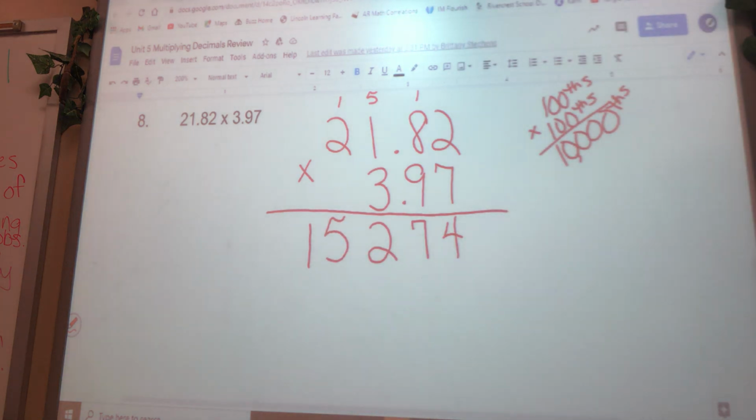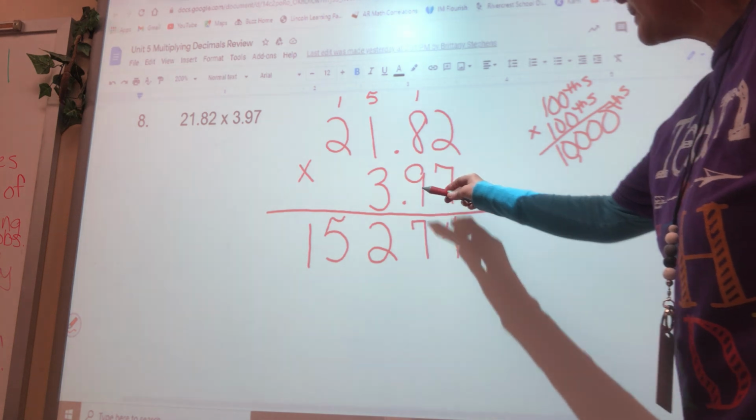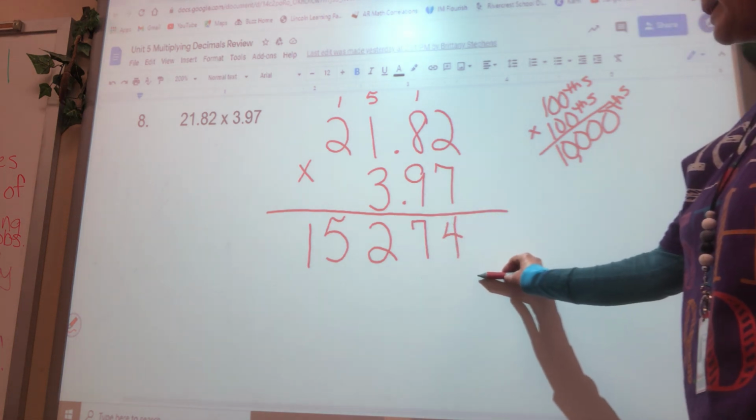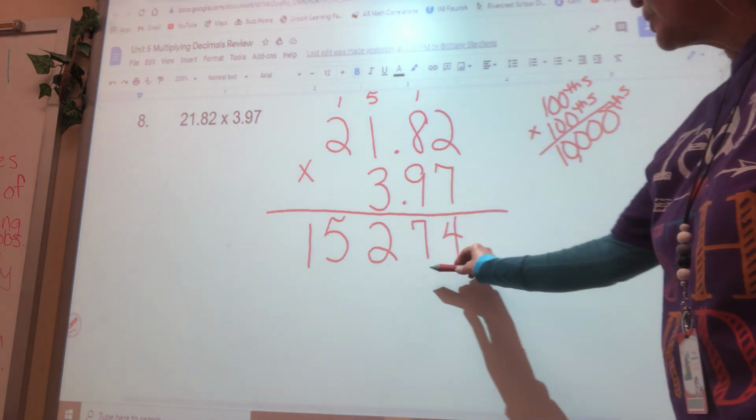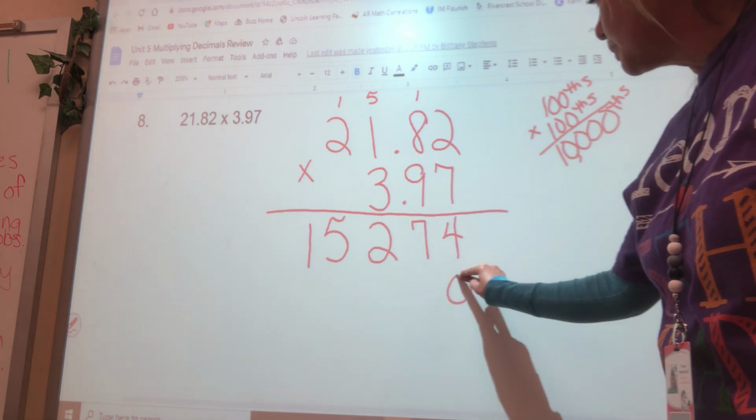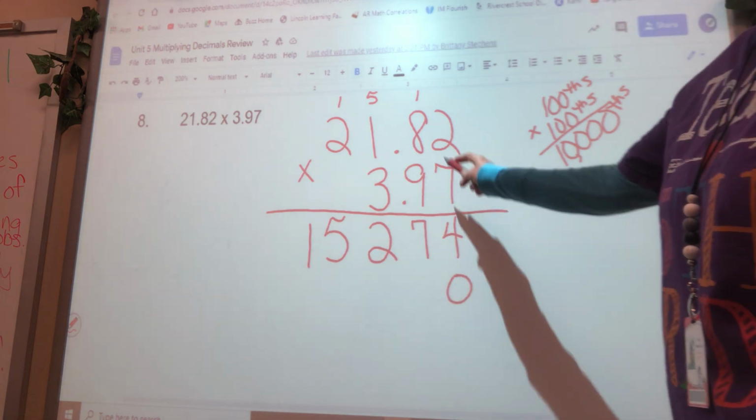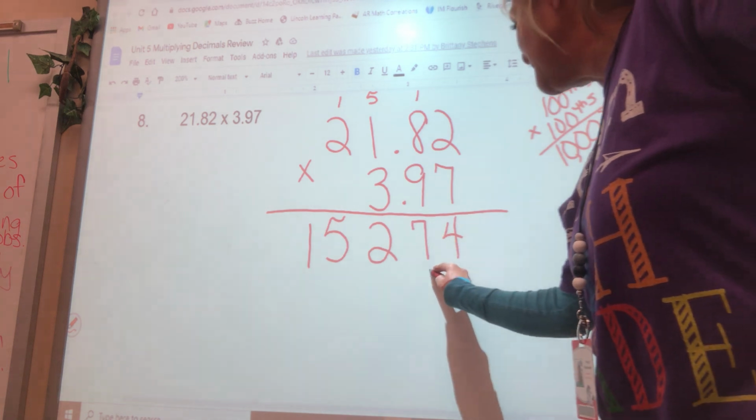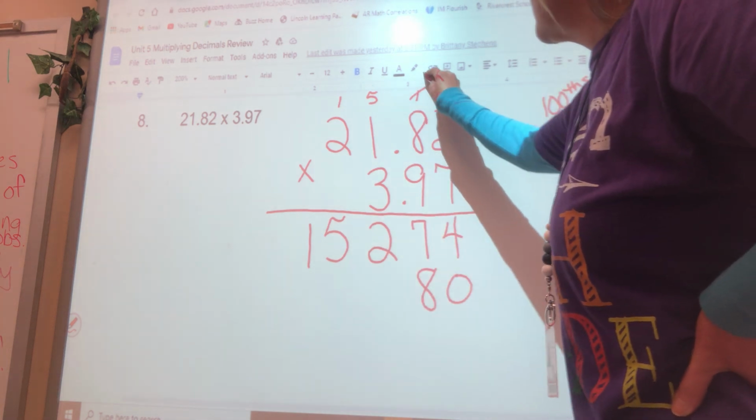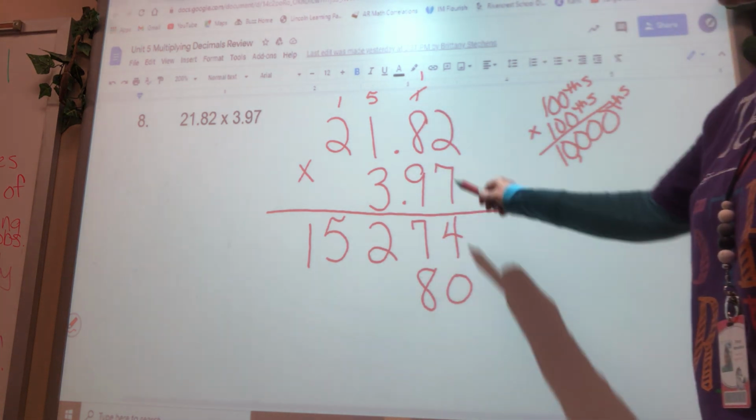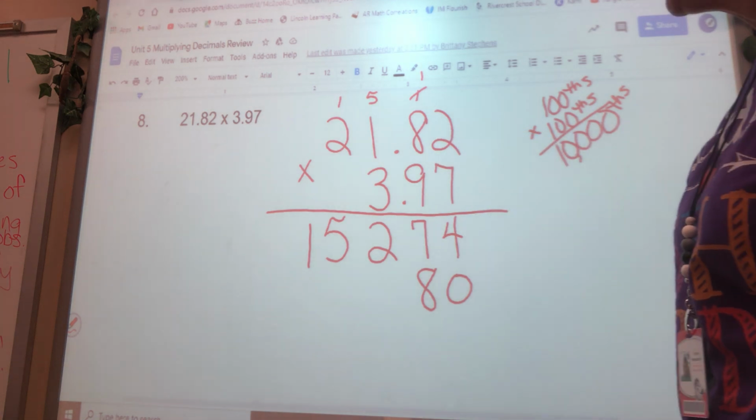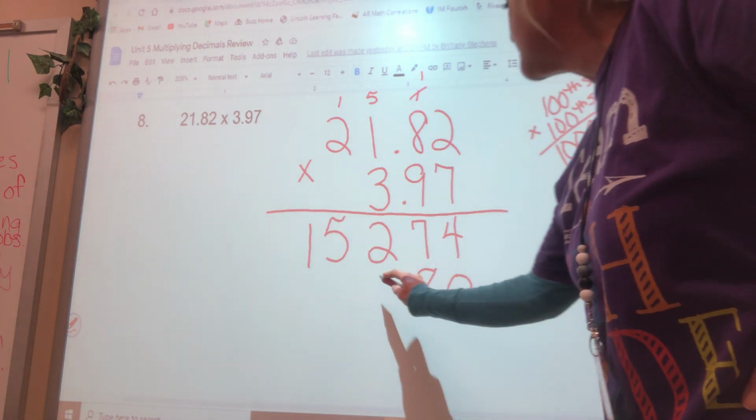Okay, and now I move to the second number. So I need to be in the second row, and my actual math needs to start under the second number, so I placeholder 0. 9 times 2 is 18. Already used that. Carry the 1. 9 times 8 is 72, plus the one that I carried is 73.